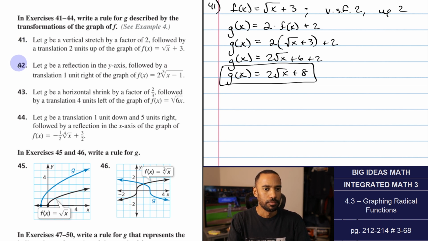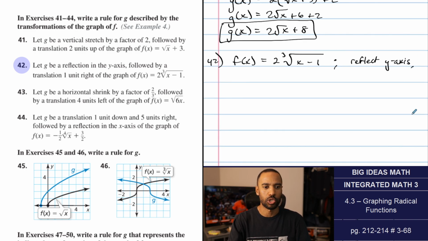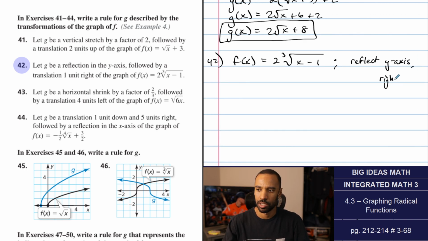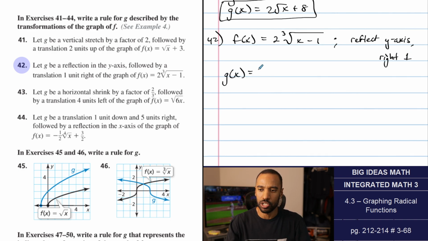Number 42, and we're not graphing. Number 42. Let G be a reflection in the y-axis followed by a translation 1 unit right of the graph of this equation, 2 times the cube root of x minus 1. So we're going to go reflection across y-axis followed by a translation 1 unit right. Right 1. Okay. So for this one, our G of X equation, reflection of the y-axis means make the x's negative inside your function.